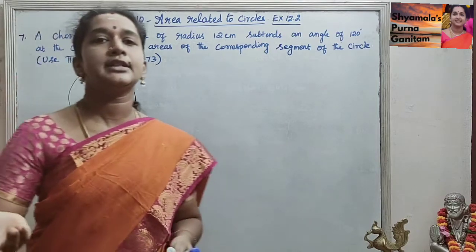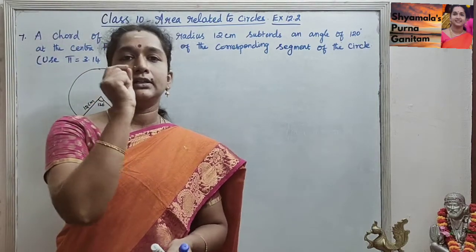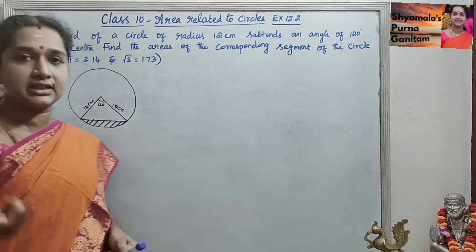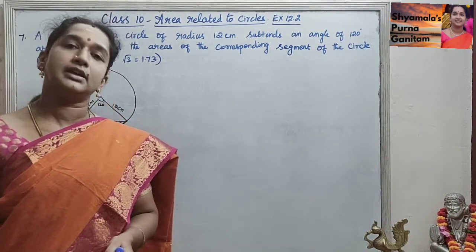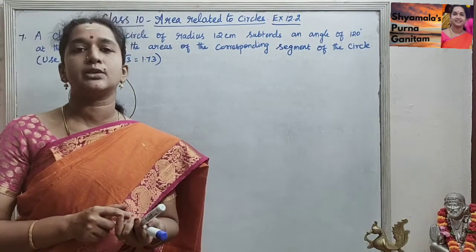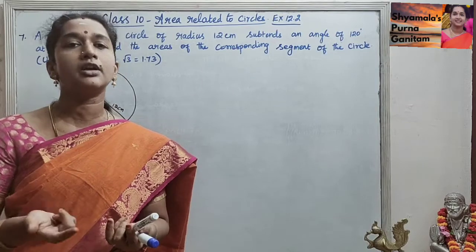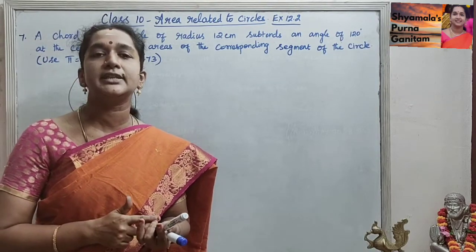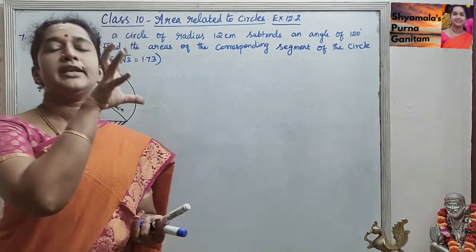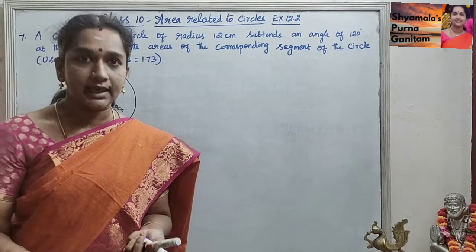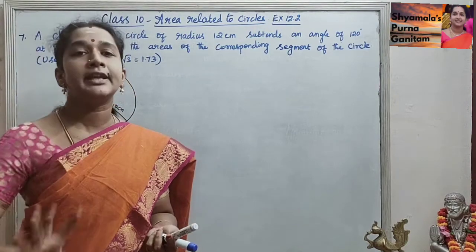But in the previous sums, they have given the angle subtended at the center as either 60 degree or 90 degree. So we will use the equilateral triangle formula, that is root 3 by 4 a squared, or if it is 90 degree, the right angle triangle formula, half into base into height. We will find the area of the triangle directly by substituting base, height or side values.